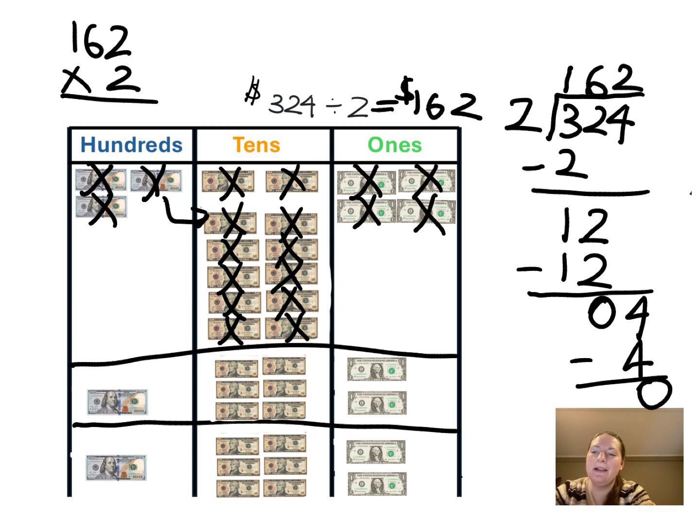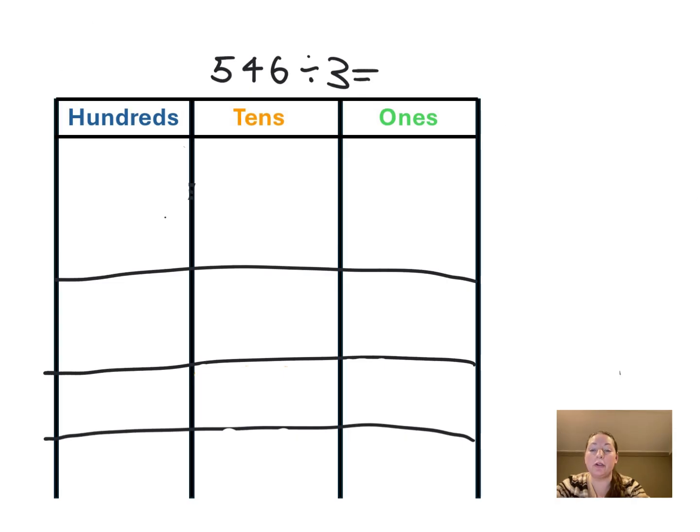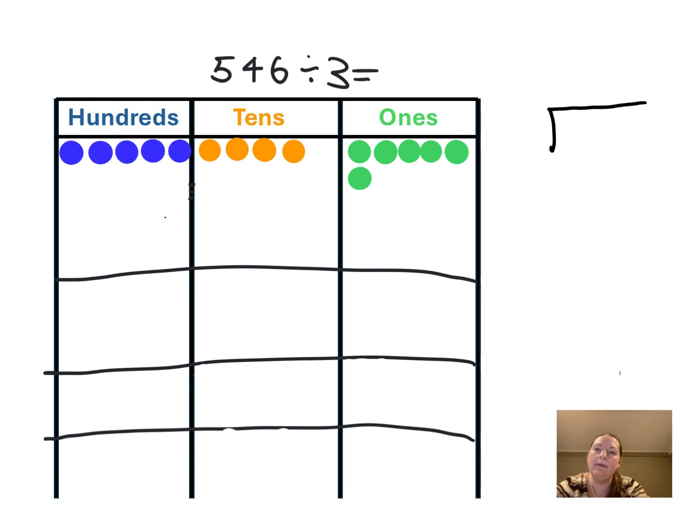324. Great job. In our next problem, we are going to divide 546 into 3 equal groups. So let's represent 546 in our place value chart. So we have 5 groups of 100, 4 groups of 10, and 6 single ones. And let's write our algorithm over here as well. Again, our dividend, 546, on the inside, and our divisor, 3, on the outside. I already have our place value chart divided into 3 groups, so let's get distributing.